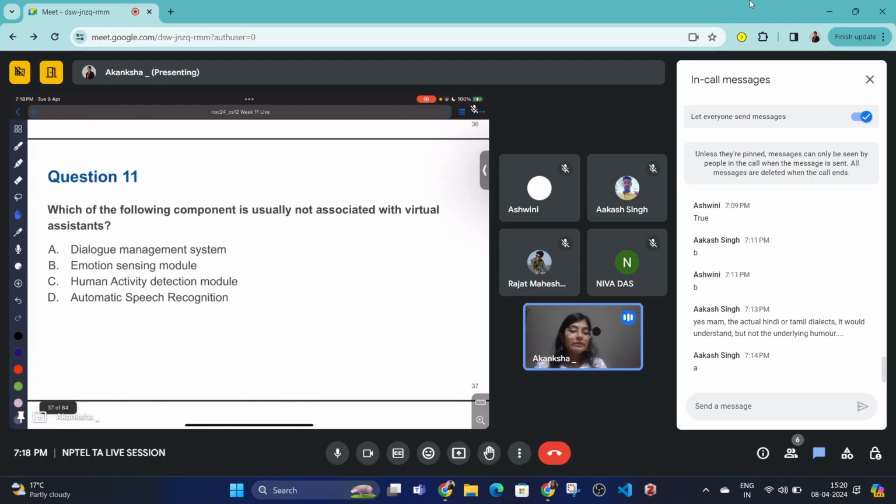Which of the following components is not usually associated with virtual assistants? Dialogue management system, emotional sensing module, human activity detection module, automatic speech recognition.